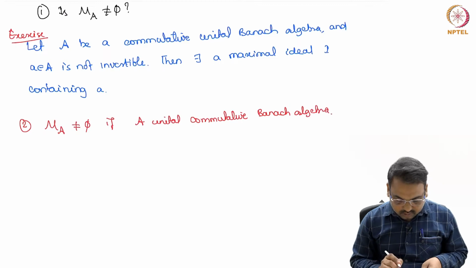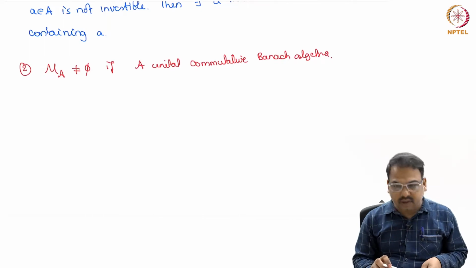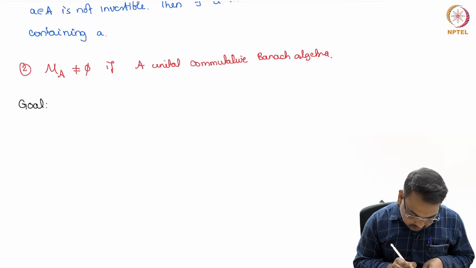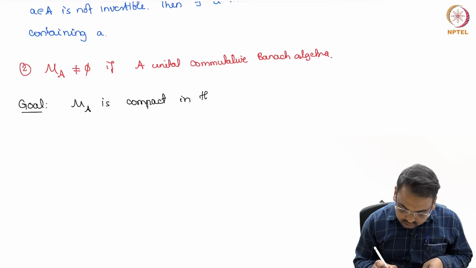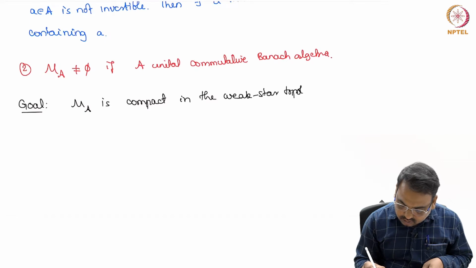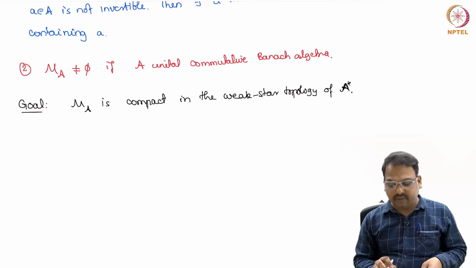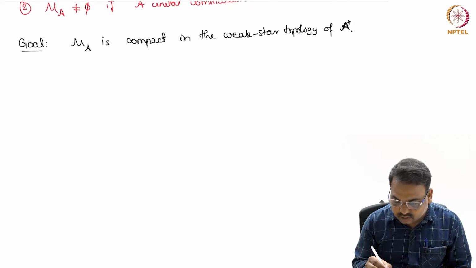Okay. Now we want to show that with respect to some topology, MA is a compact set. So the goal for today is that MA is compact in the weak star topology of A star, where A star is the dual of A. So let us quickly discuss weak star topologies.